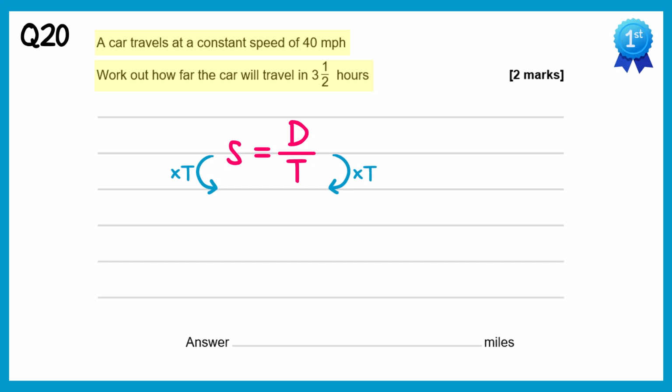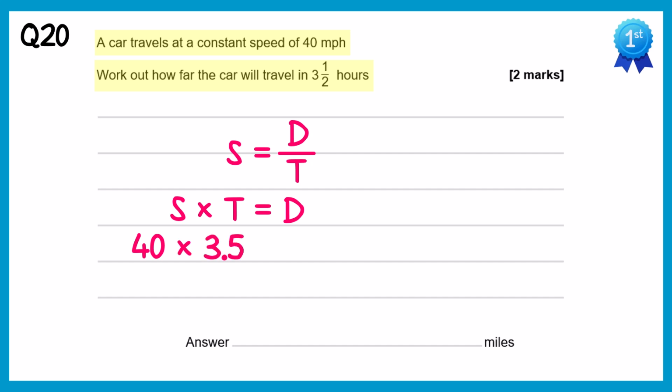On the left, you'll have speed times time. On the right, the times will cancel, so you just have distance. So distance is equal to speed multiplied by time. We can now just substitute in the numbers from the question. The speed is 40, and the time is 3.5. So 40 multiplied by 3.5 is 140. So the answer to the question is 140 miles.